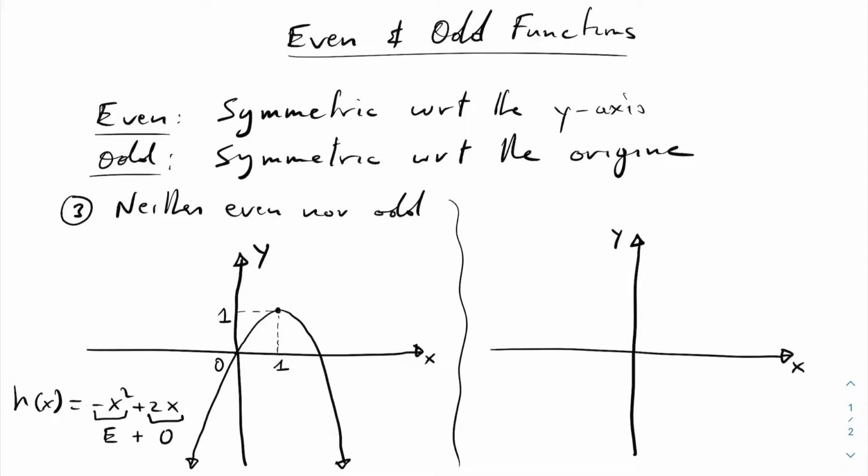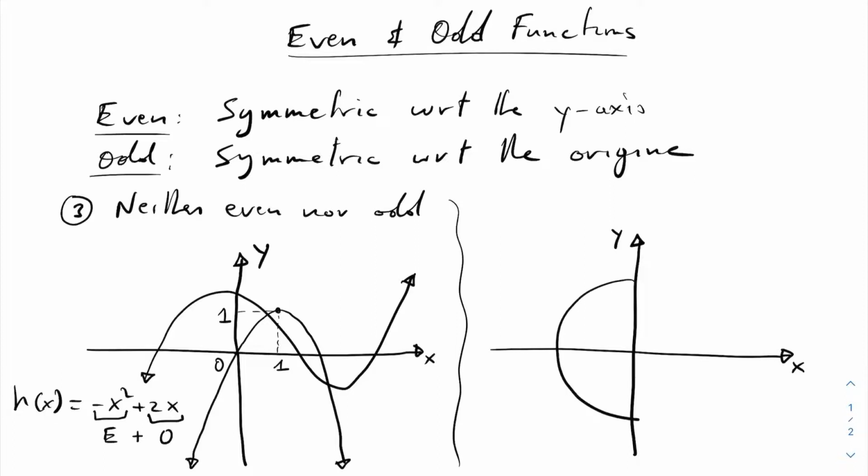Let me give you another example of a function that's neither even nor odd. A graph that goes up, down, up like this. This is definitely not odd, and it's not symmetric with respect to the y-axis, so it's not even either. The vast majority of functions are actually neither even nor odd. They are just functions.